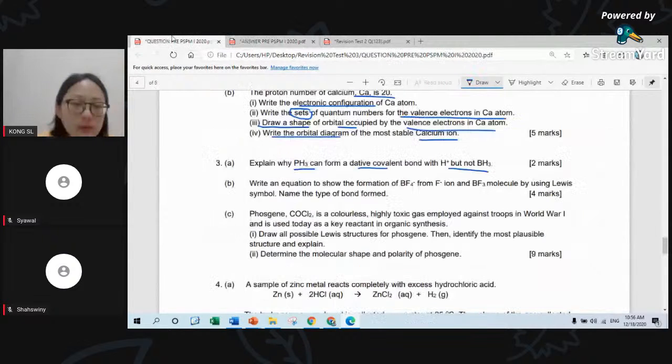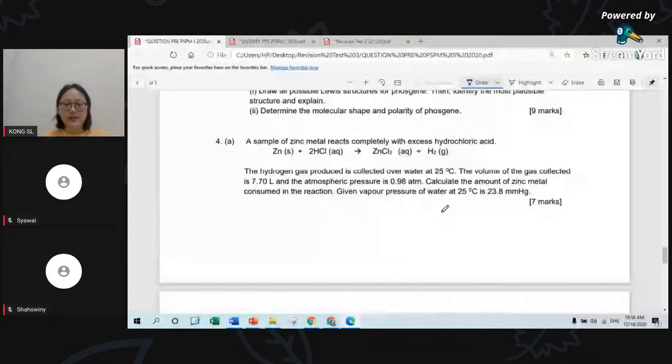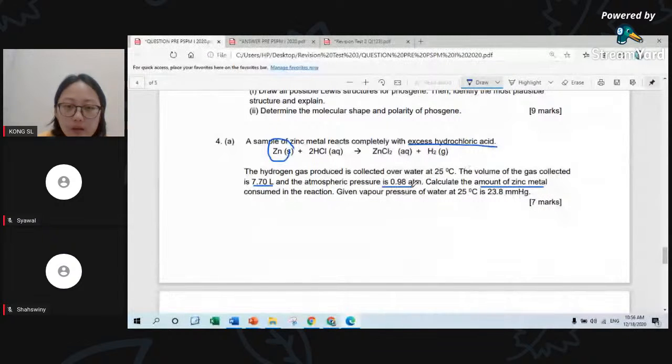For chapter 5, if you look at this question, the limiting reactant is zinc because the hydrochloric acid is in excess. The amount of zinc metal is what we need. Given here is the volume, the pressure, this is P total, and this is pH2O, the steam. The keyword actually is hydrogen. All the information is related to hydrogen. One more thing, temperature is given. So for sure, in this question you need to apply Dalton's law and the ideal gas equation.